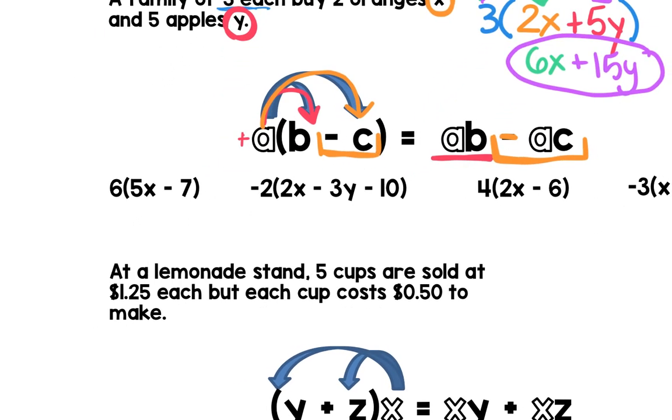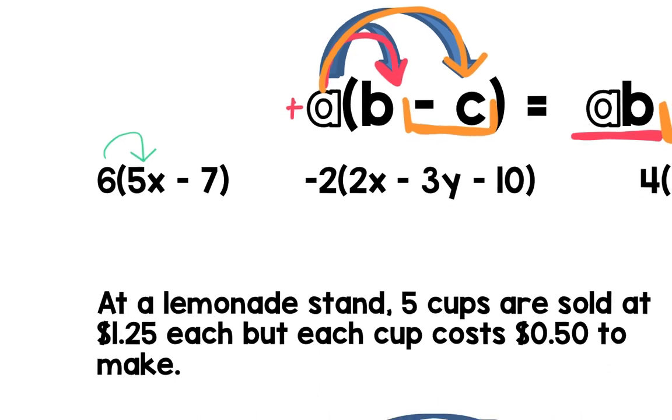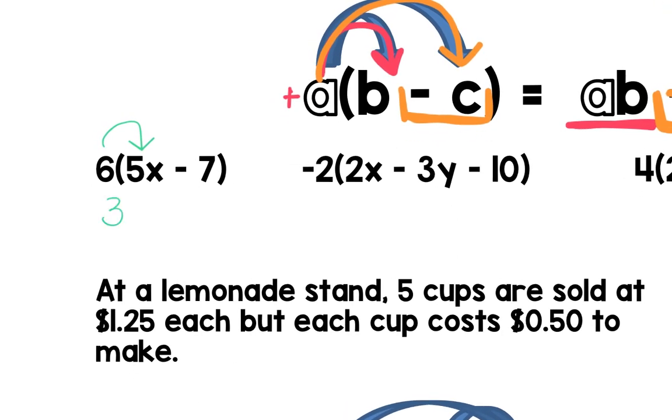So right here, we have 6 times 5x, both positive, so we're going to get 30x, which is positive. Now we're going to have this 6 times, again, we're going to connect this sign here, a negative 7. This is negative 42. So straightforward.